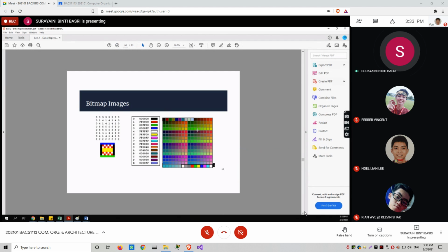Okay, so this is the bitmap image in a more complex form. Previously it only stored up to 1 bit. So it shows each of the pixels stores a hexadecimal value, meaning up to 16 bits. So each of these pixels will hold 16 bits of binary data.